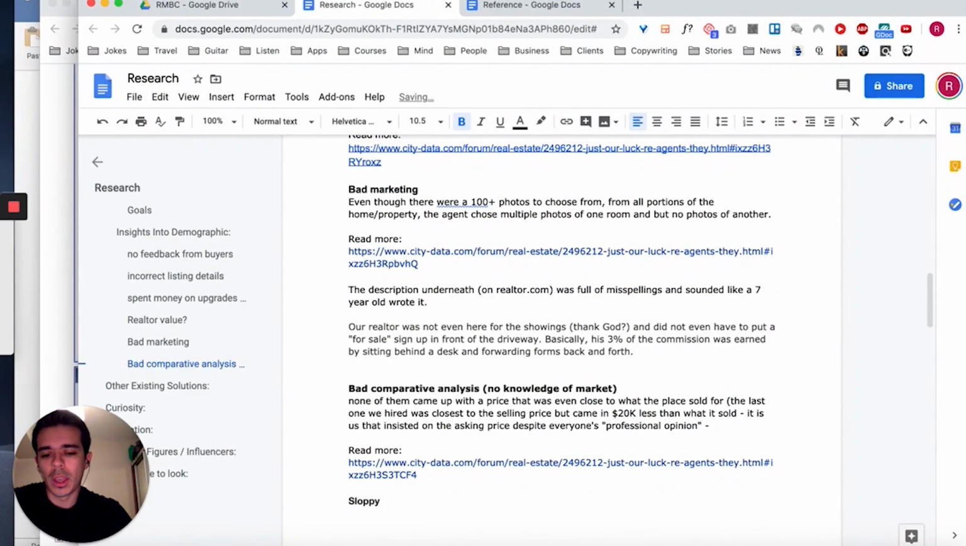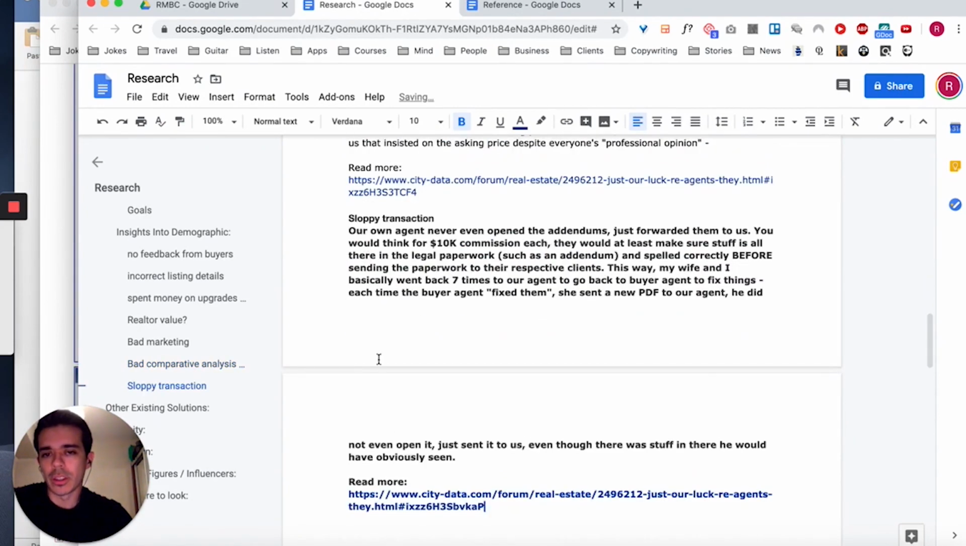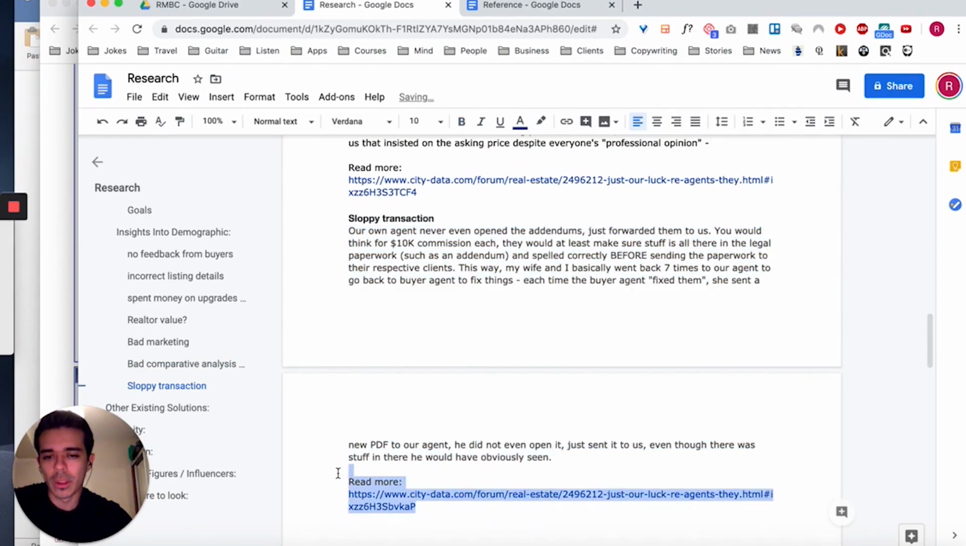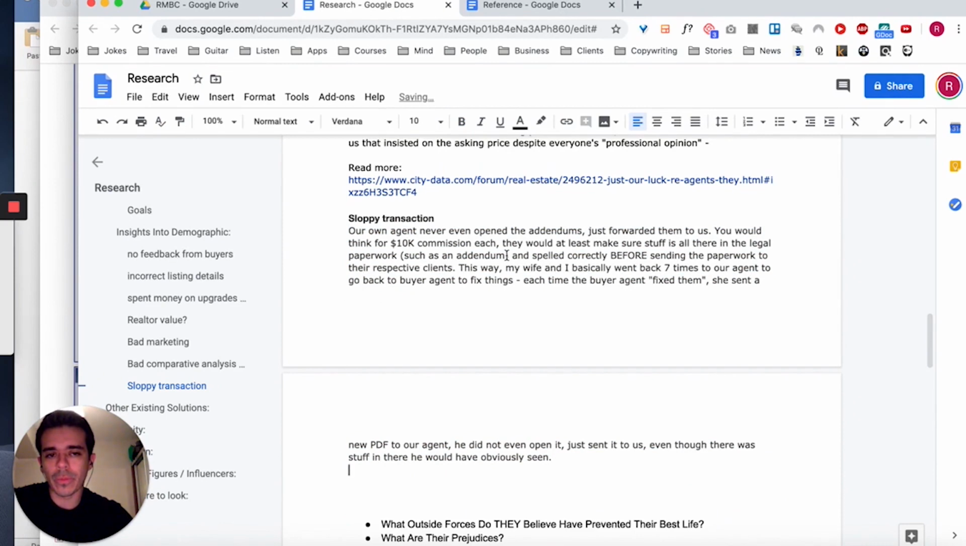Sloppy. Not negotiating, but it's like transaction. Again, these things, you can put whatever you want there just to remind you what this pain point is. Or make it more specific. Mistakes on, what does he call it? Paperwork. Yeah. And that's frustrating stuff, right? If you have to do this yourself, you lose trust immediately. And we're talking about a big transaction, you know.